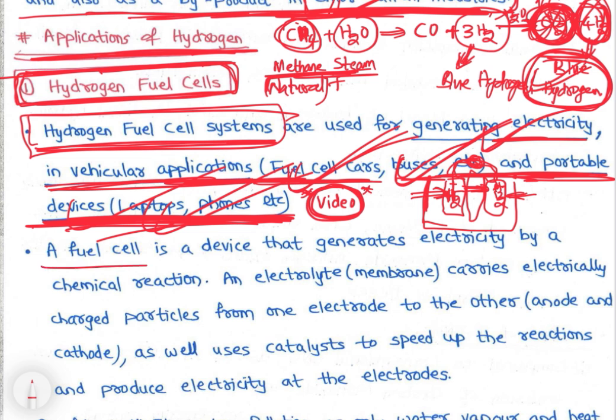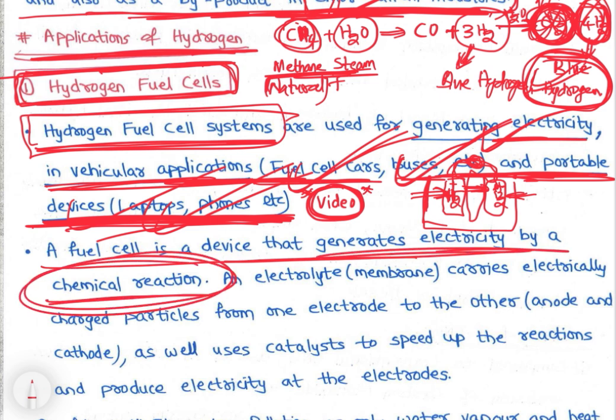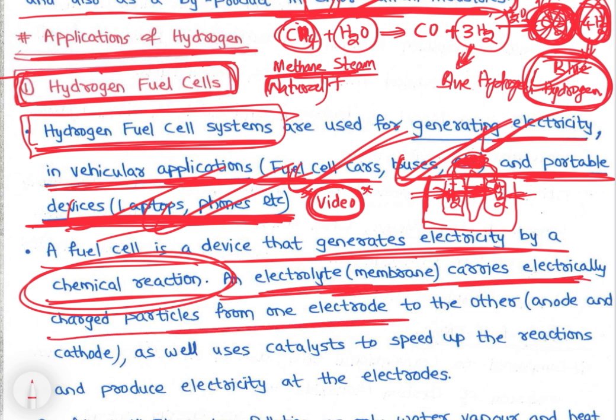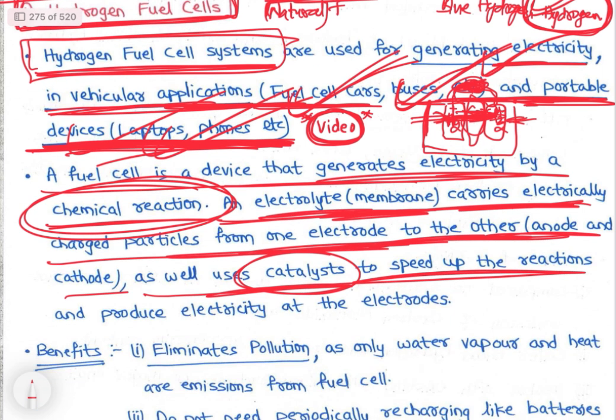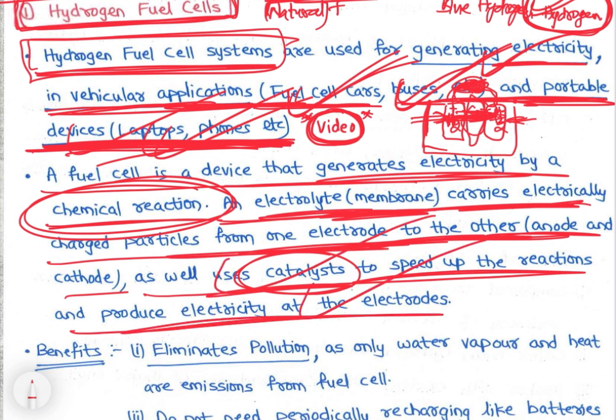So a fuel cell is a device that generates electricity by chemical reaction. Yes, chemicals are reacting, so from here electrons generate electricity. An electrolyte membrane carries electrically charged particles from one electrode to another. So through the membrane the positively charged particles go from anode to cathode, as well as uses catalysts to speed up the reactions and produce electricity at electrodes. So electricity will be produced at the electrodes, right?